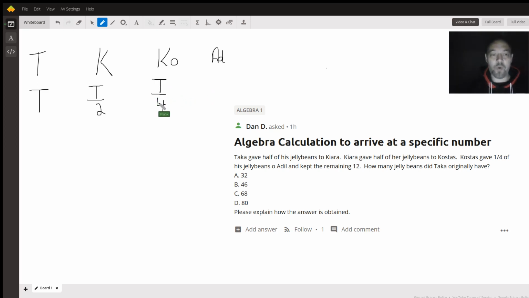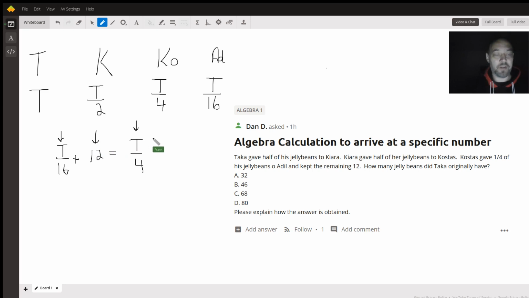So Kostas gave 1/4 of his jelly beans to Adil. T over 4 divided by 4 is T over 16. Now it says that Kostas had 12 left over. So the T over 16 that Kostas gave to Adil plus 12, that's what would be left over, has to equal the jelly beans that Kostas originally had, T over 4. He started with T over 4, gave T over 16 to Adil and had 12 left over.